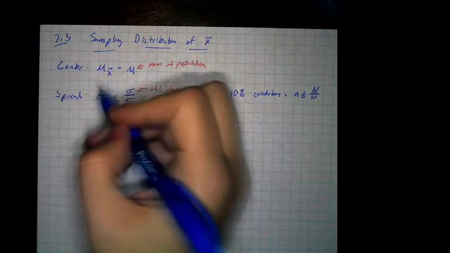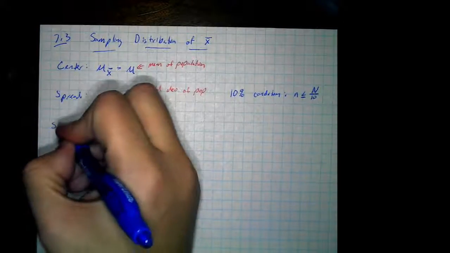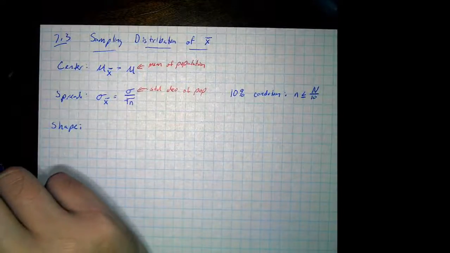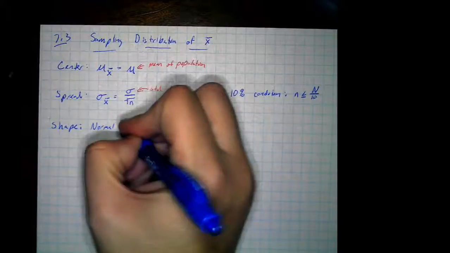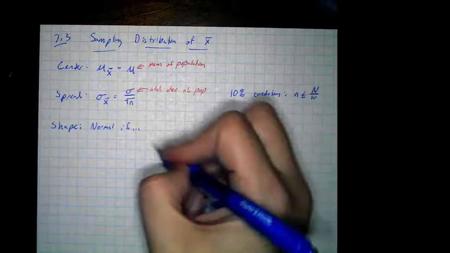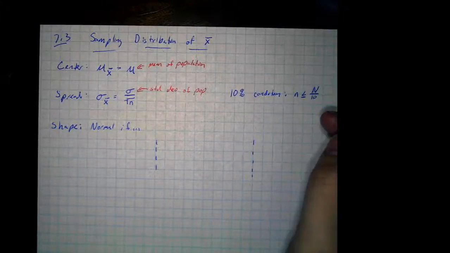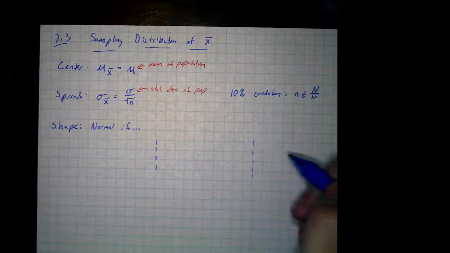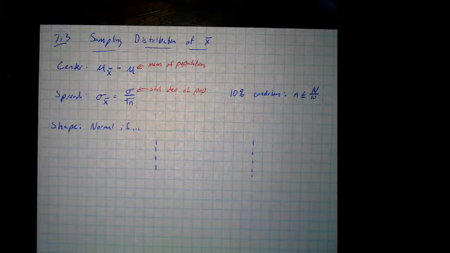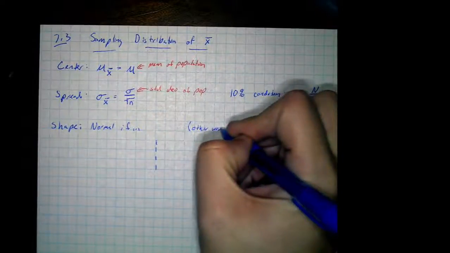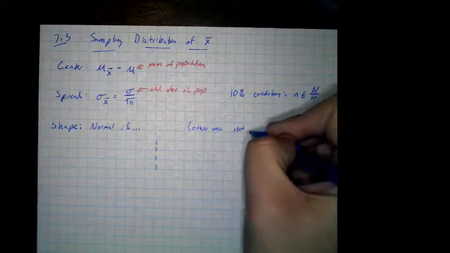All right, shape. Shape is where we get fun. Okay, your shape is normal if... and then we're going to break it up into 3 segments. And then we're going to put, like, otherwise not normal, in parentheses over here.